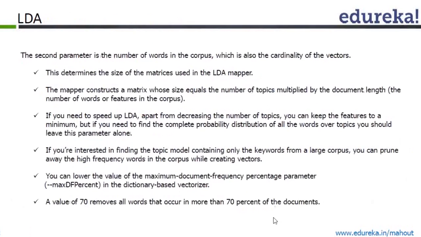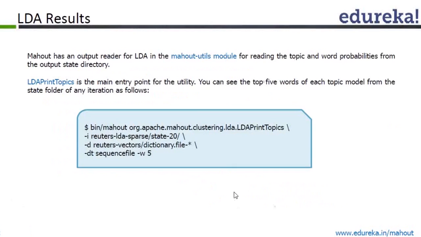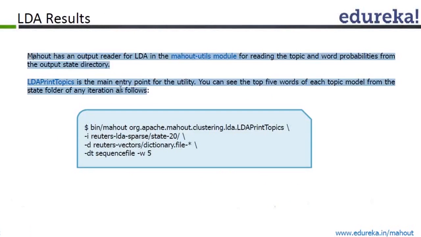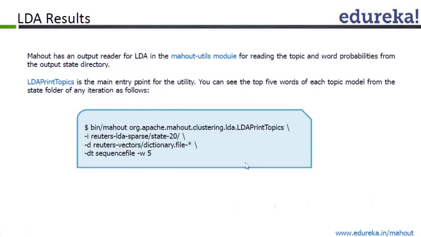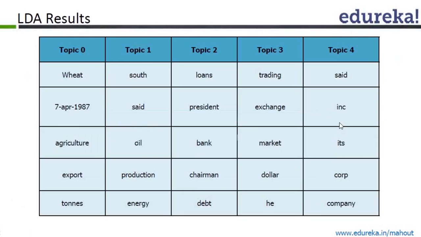So here are certain parameters which you need to pass into it. This determines the size of matrices, and so on. This we'll anyhow cover while running the algorithm itself. Guys, the results can be analyzed through a utility called vector dumper. LDA print topics is deprecated now, so we'll be using vector dumper to analyze the outputs generated by CVB. That we will run in a while from now.